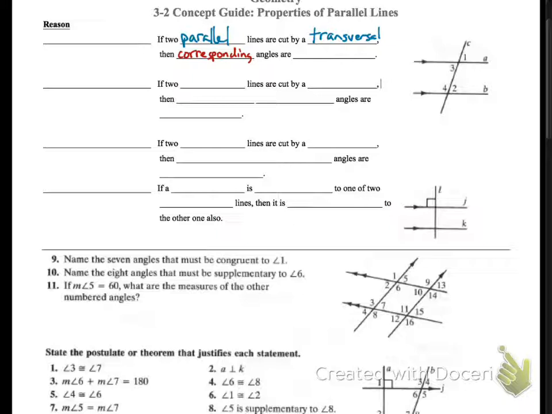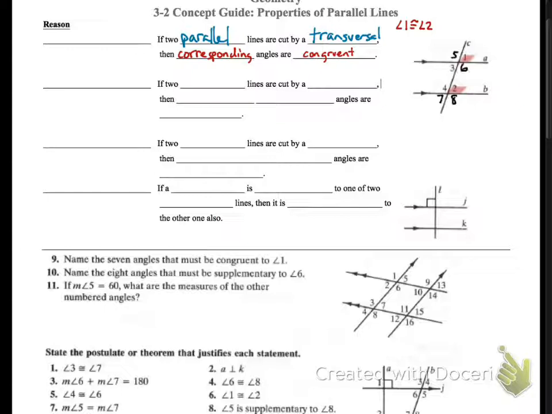Then corresponding angles are congruent. Now this is the first huge part that will lead us to everything else in this section. So where are the corresponding angles in this diagram over here? If we have angle 1, what is in the same relative spot as angle 1 in this cluster of angles? Angle 1 is on the upper right hand side, so is angle 2. So those two angles, angles 1 and 2, are corresponding angles, and because those lines are parallel, those are congruent. They're equal to each other.